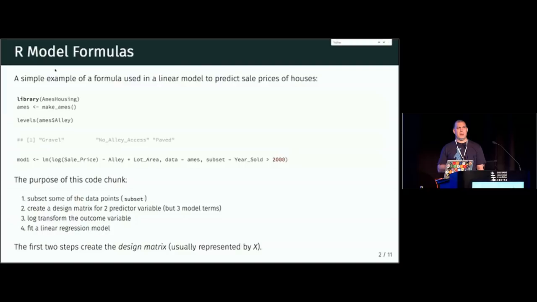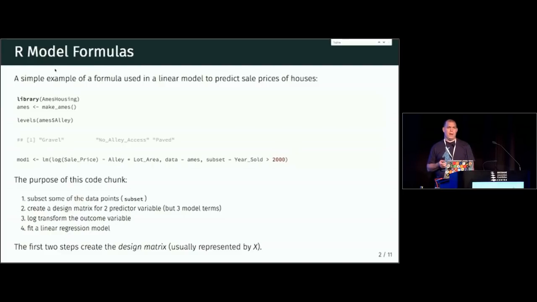And then let's say we only had two predictors. One is a qualitative predictor: what kind of alley does the property have? And its values, you can see, are gravel, no alley access, or paved. And then let's say we had another predictor that was just lot area, which is just a numeric field in the data set. So if you're fitting a standard lm model, you'd use the formula method.